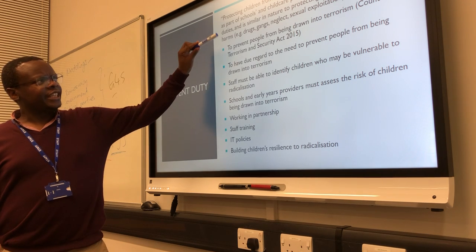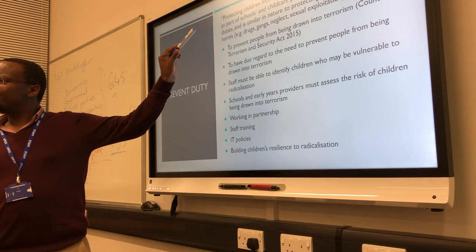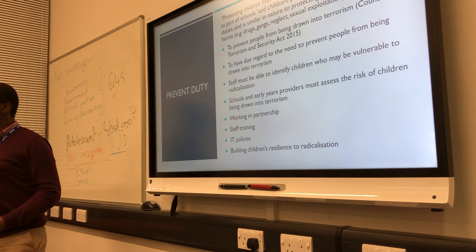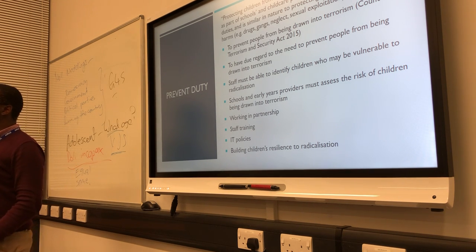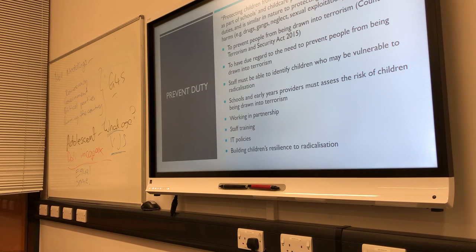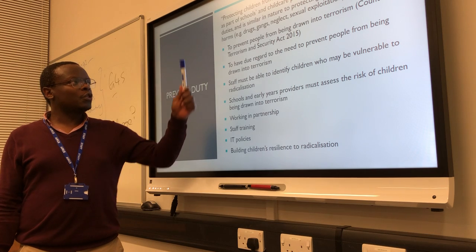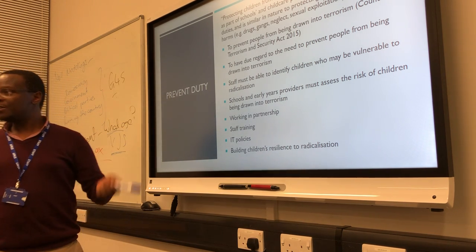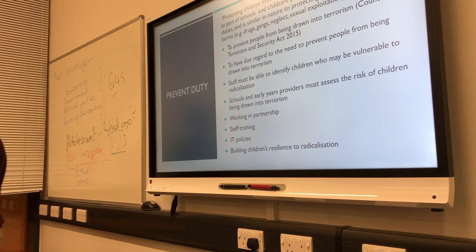So what they're encouraging is, we're not introducing a new burden for providers, for practitioners. It's the same thing you've been doing, only that we are paying particular attention to this particular issue of radicalization. Why? Because it is a problem and it puts children at risk. Not all children, but some children at risk, right? So, we want to prevent people from being drawn into terrorism. When you're talking about children, particularly, we're saying, let's prevent children from being drawn into terrorism.